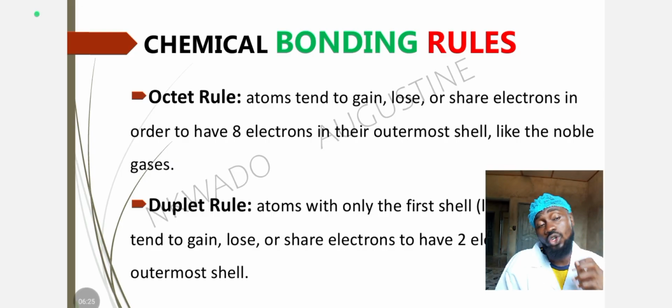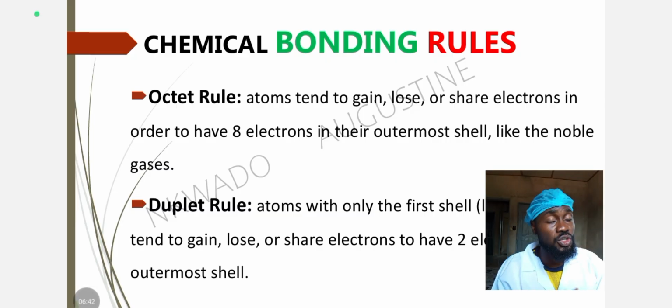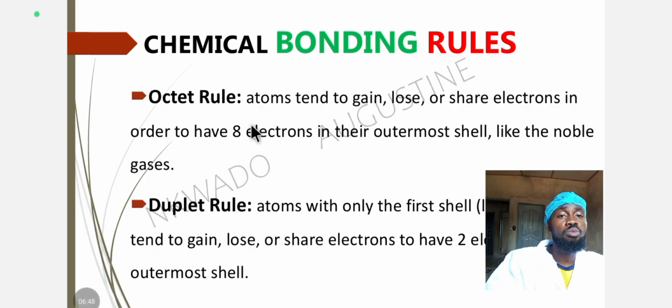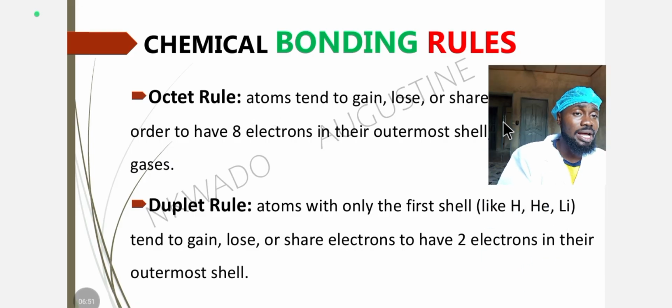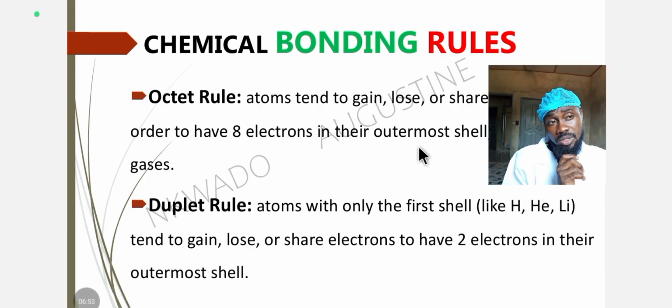So anytime you hear oct, just know that it is that chemical bonding rule that an element either loses, gains, or shares electrons to have 8 electrons in its outermost shell to achieve that stability. And once they have 8 electrons in their outermost shell, they are stable. This is very common among the noble gases. If you have not taken my lecture on the periodic table, please hit the link in the description and take my lecture on the periodic table and periodicity.